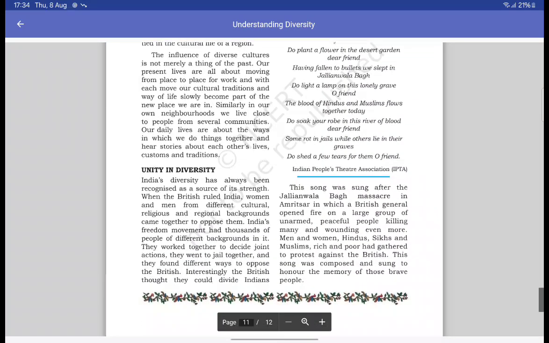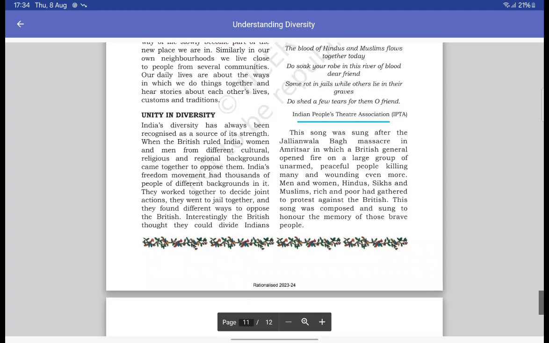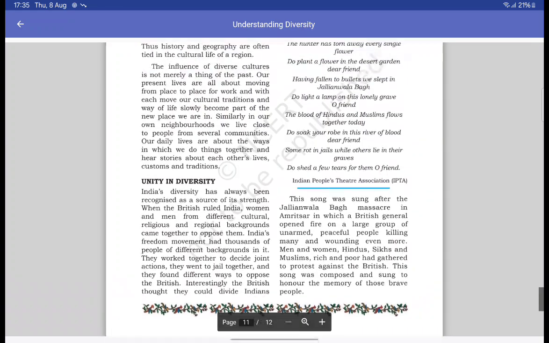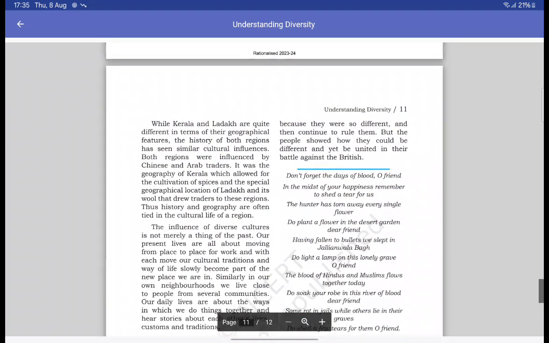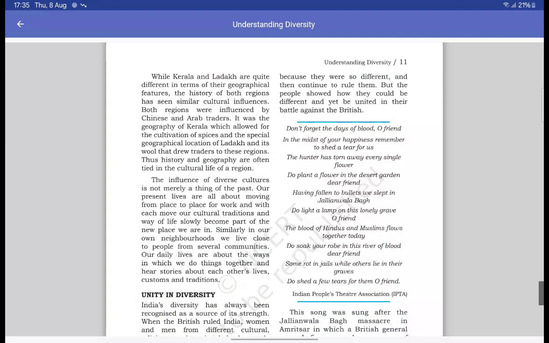Okay, so you don't need to read this section. Unity in diversity. We'll start here. India's diversity has always been recognized as a source of its strength. When the British ruled India, women and men from different cultural, religious, and regional backgrounds came together to oppose them. India's freedom movement had thousands of people of different backgrounds in it. They worked together to decide joint actions, they went to jail together, and they found different ways to oppose the British. Interestingly, the British thought they could divide Indians because they were so different and then continue to rule them. But the people showed how they could be different and yet be united in their battle against the British.